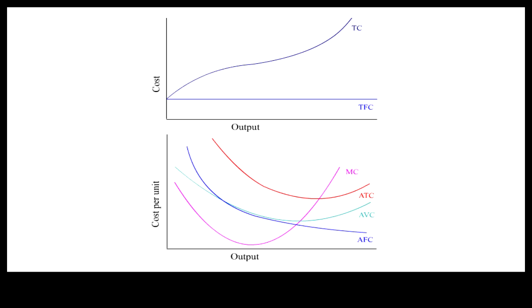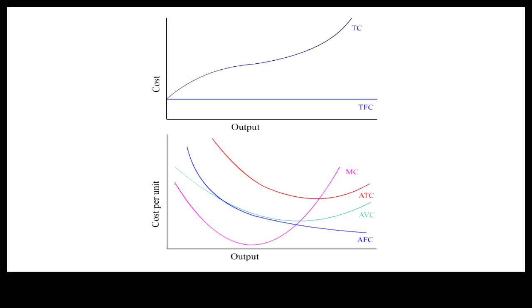Why do we need AVC as well as ATC? In the short run, the fixed inputs must be paid for whatever the level of output might be. So as long as the unit price of the output is higher than AVC, some of the fixed costs will be covered. The business is better off operating than shutting down. In the long run, unit price of the output must be at least equal to ATC to cover all economic costs.